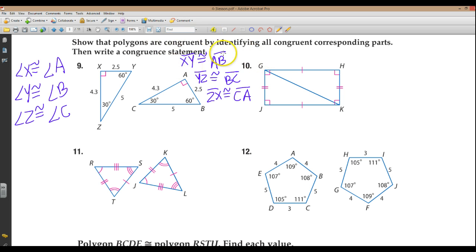Now we want to write a congruent statement. So triangle XYZ is congruent to triangle, in the same corresponding order. So we have right angle, 60-degree angle, 30-degree angle. So right angle, 60-degree angle, 30-degree angle would be ABC.